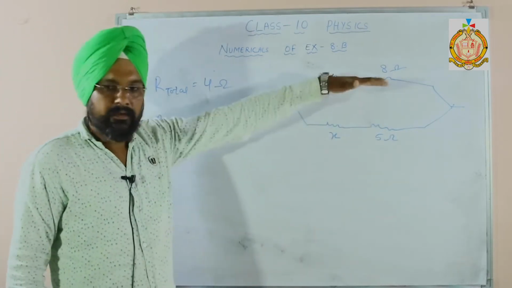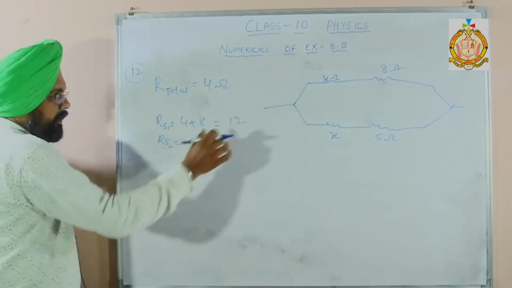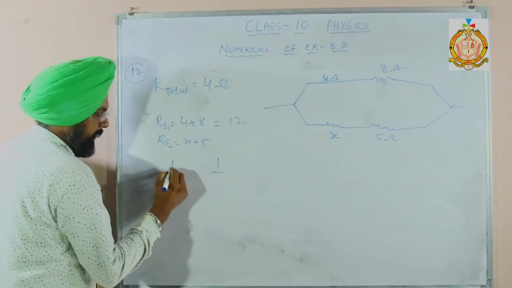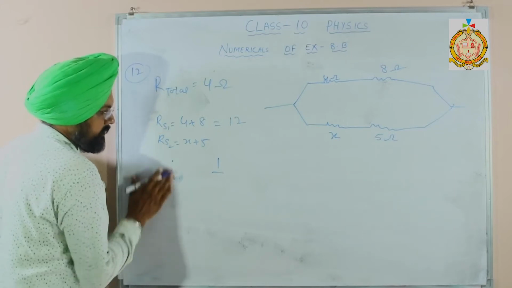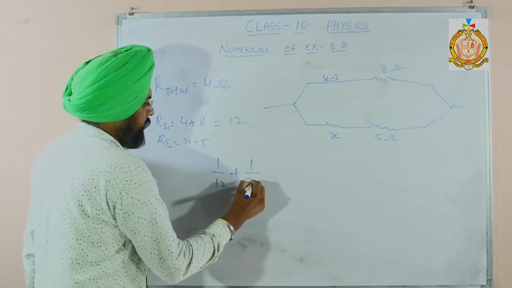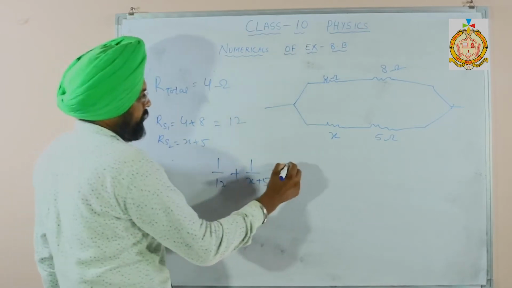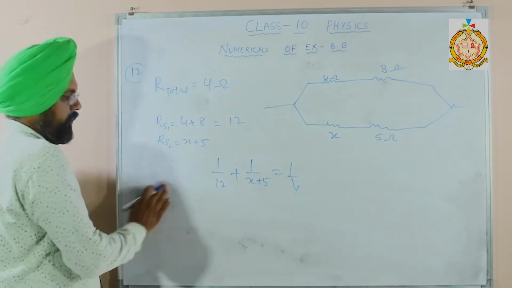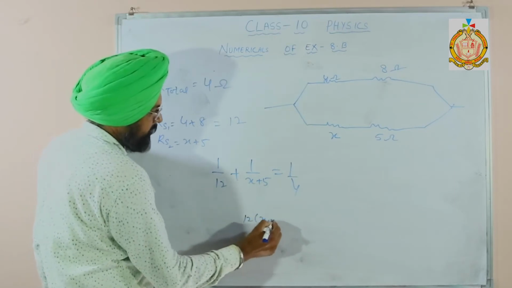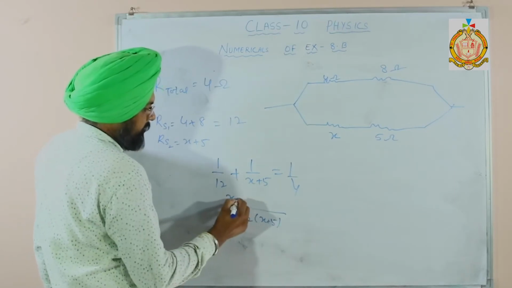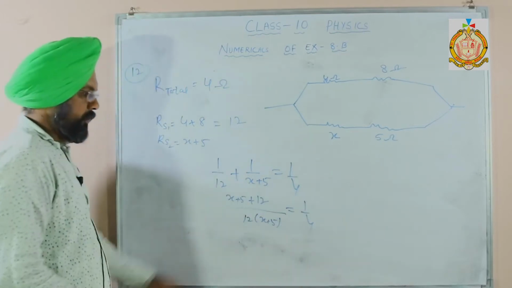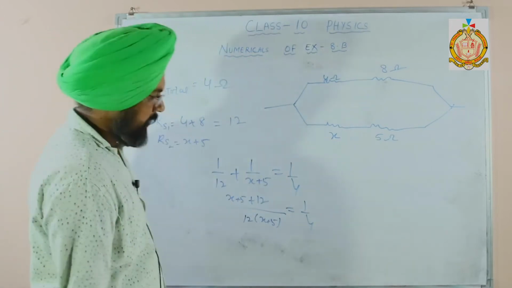Now they both are in parallel. So our final answer will be 1 upon R parallel, which is equal to the total resistance that is given. So 1 upon 12 plus 1 upon X plus 5 is equal to 1 upon 4. Now take the LCM and find out. So 12 into X plus 5, it will become X plus 5 plus 12, is equal to 1 upon 4. Now cross multiply and you will get the answer.